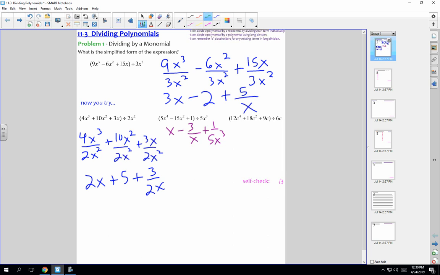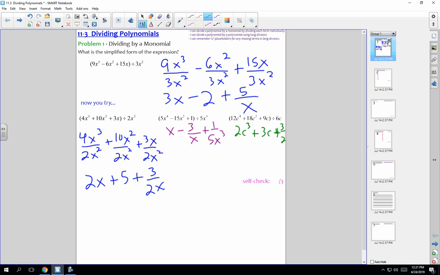Does anybody want to share what they got for the third one? 2c cubed. Yep. Plus 3c. Yep. Plus 9 over 6. Okay, or reduced, it would be 3 over 2. That's it. Good. But do you get the idea of what we're doing there? So that's dividing a monomial into a polynomial. It's actually not that hard. Okay.